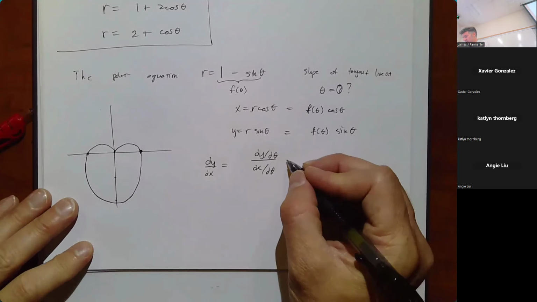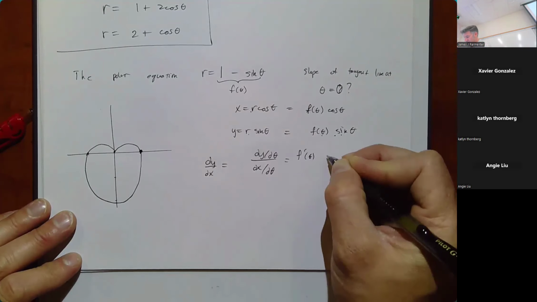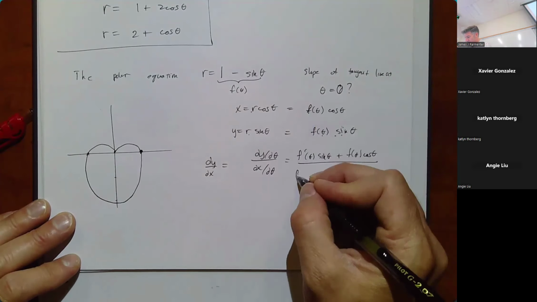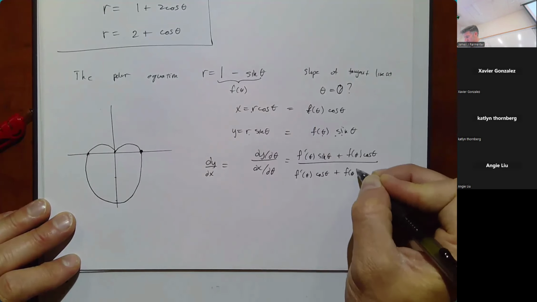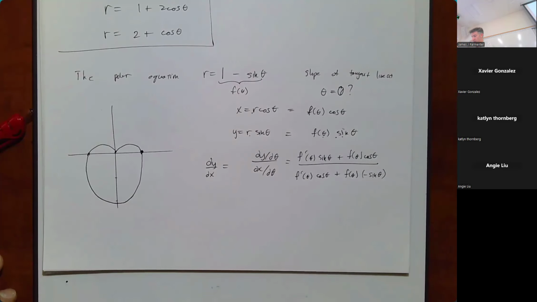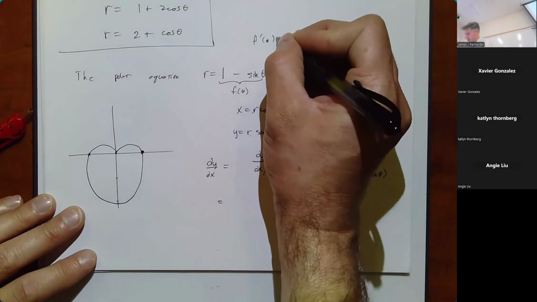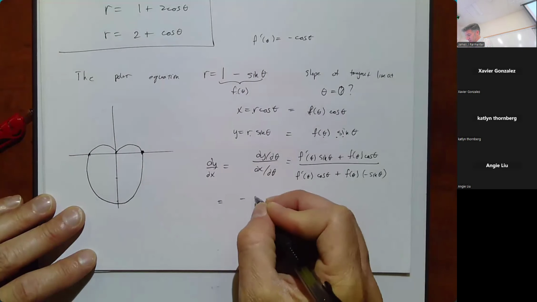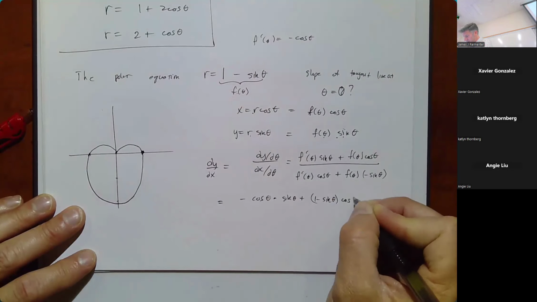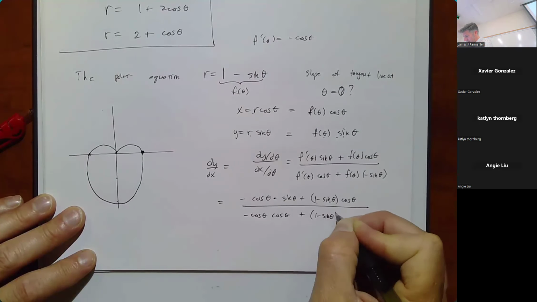But now things are worse because to find dy d theta, product rule. You have a function of theta times a function of theta. So it's going to be f prime of theta times sine of theta plus f of theta times cosine theta over dx d theta, same deal. It's going to be f prime of theta times cosine theta plus f of theta times negative sine of theta. And then you can plug in the points. I guess I should find what f prime of theta is. f of theta is 1 minus sine theta, so f prime of theta is negative cosine theta. So we've got negative cosine theta times sine of theta plus 1 minus sine theta times cosine theta, all over negative cosine theta times cosine theta plus 1 minus sine theta times negative sine theta.